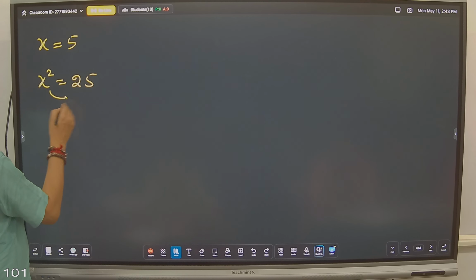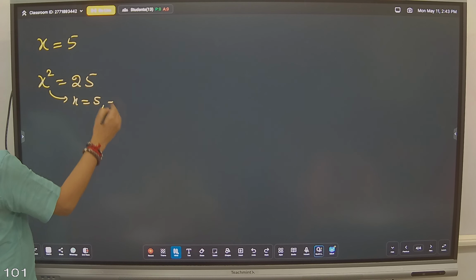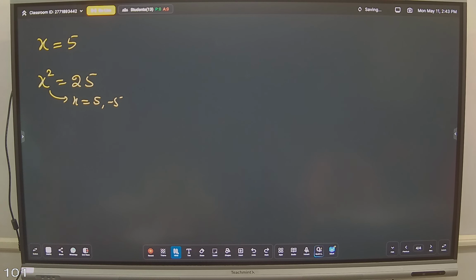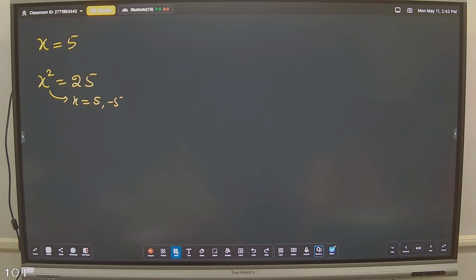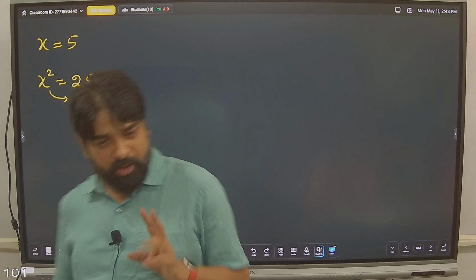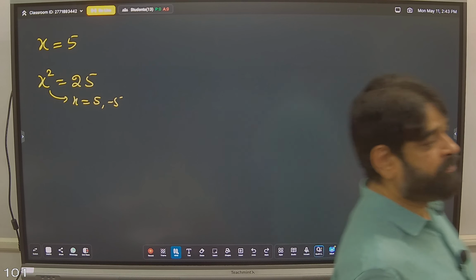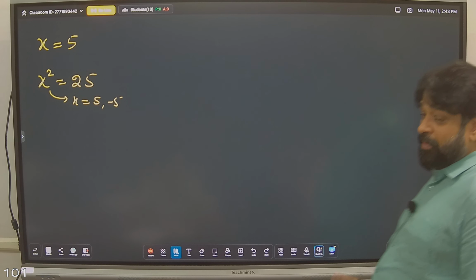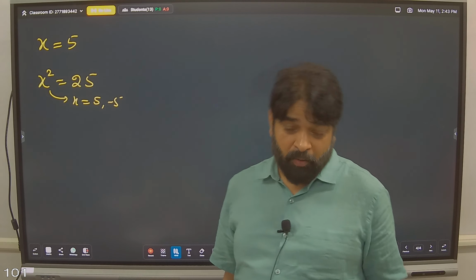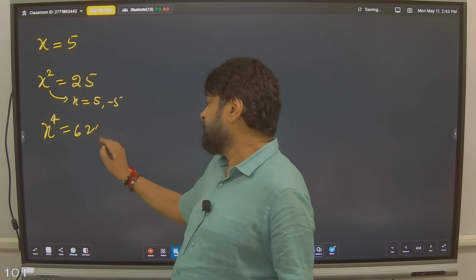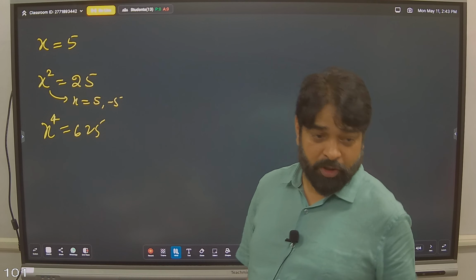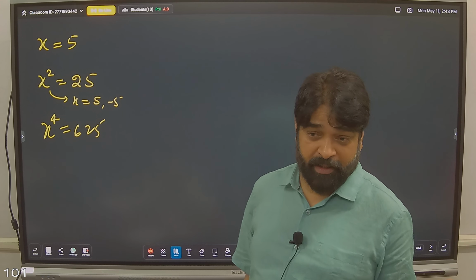So what is the x value from here? X will be plus 5 and minus 5. Two solutions of this equation. Yes or no? Fine. Is it possible for any linear equation to have two different roots? Speak out. Is it possible? No, not at all possible. And any linear equation, if you square, will become quadratic. Any quadratic equation, if you square, will become biquadratic. So squaring always changes the expression in mathematics.